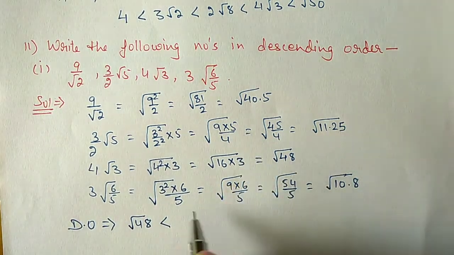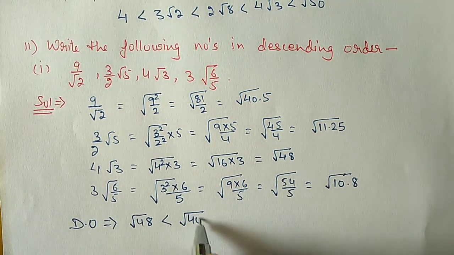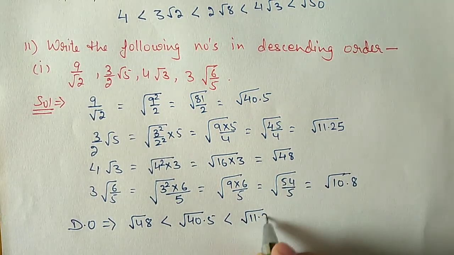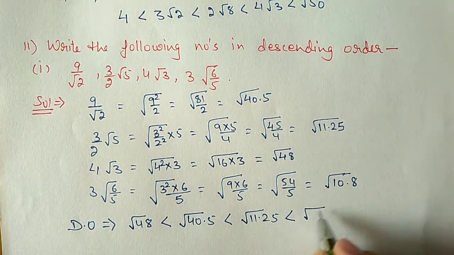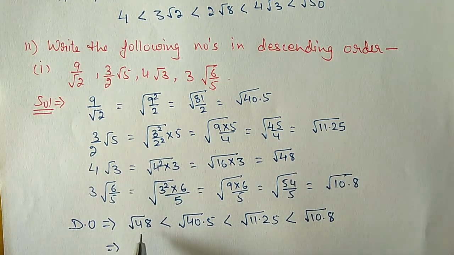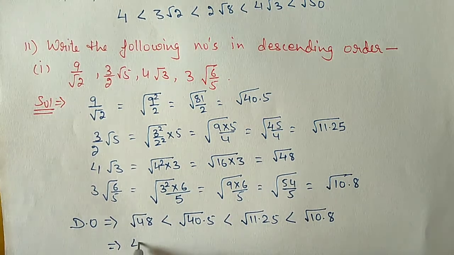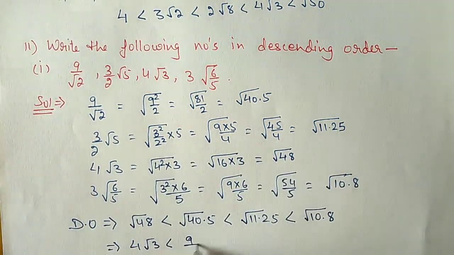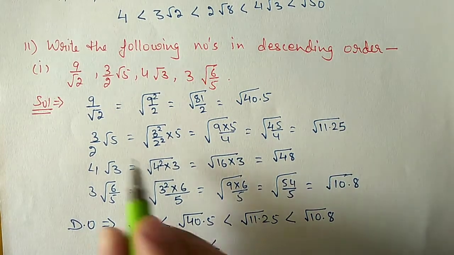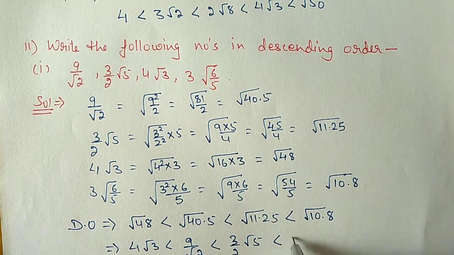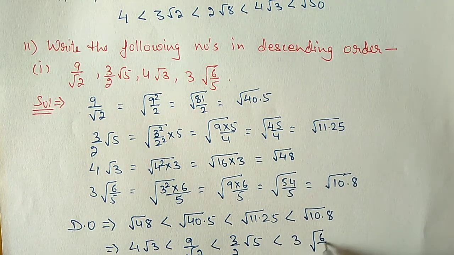Then next is root of 40.5. Then root of 11.25. And then at last 10.8. Write their original form. Root of 48 was 4 root 3. Then it was 9 by root 2. Then 3 by 2 root of 5. And then 3 root of 6 by 5.